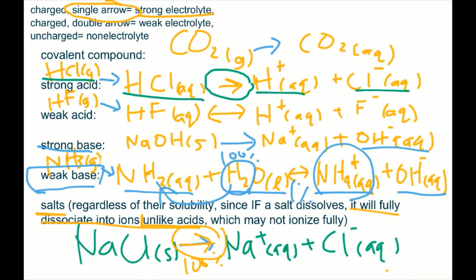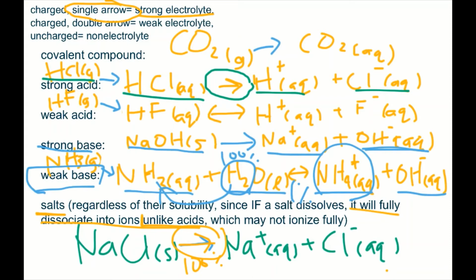Now, let's take a look at a strong base. In a strong base, the NaOH salt will completely dissociate in water and turn aqueous, and once it dissolves, it'll immediately separate into Na plus and OH minus.